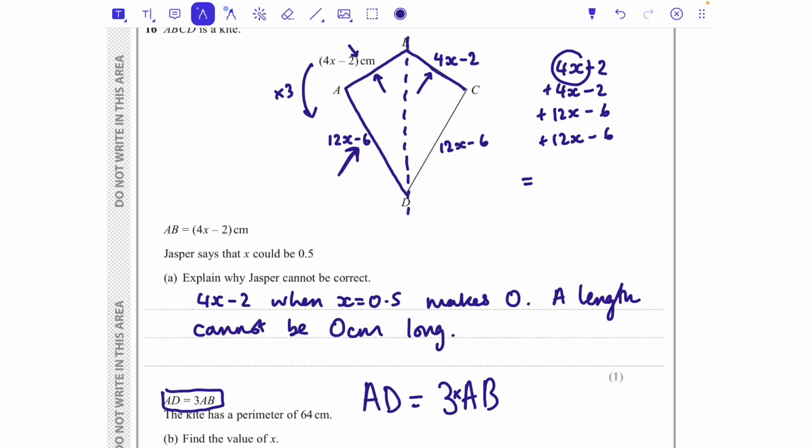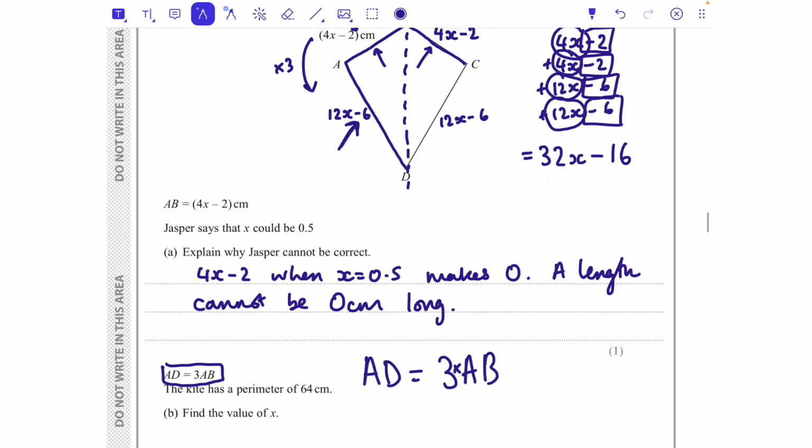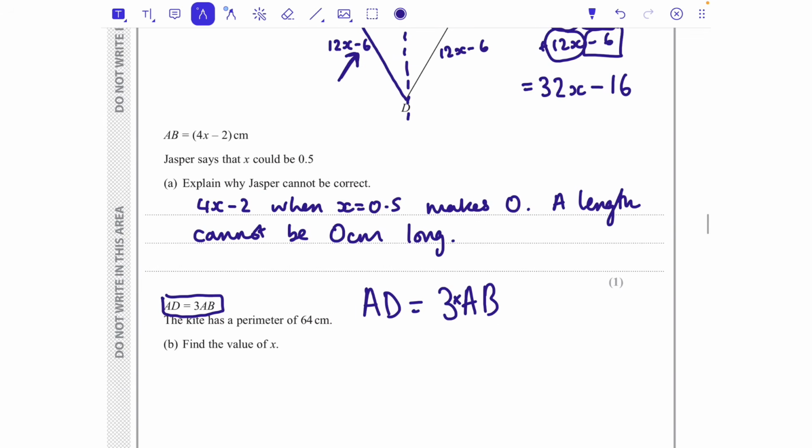Well, I've got 4x, 4x, 12x and 12x. That's 24, add another 8, so that is 32 x's. And then I've got minus 6, minus 6, that's minus 12, minus another 2 is minus 14, and minus another 2 is minus 16. And they've told me that the perimeter equals 64. So I'm going to write down here 32x minus 16 equals 64, okay?